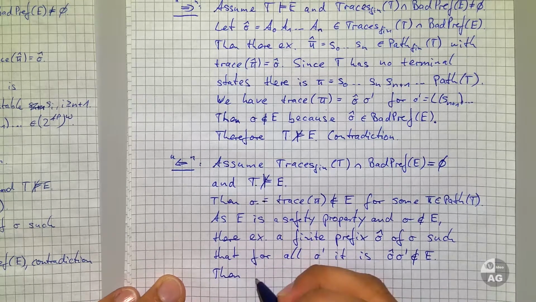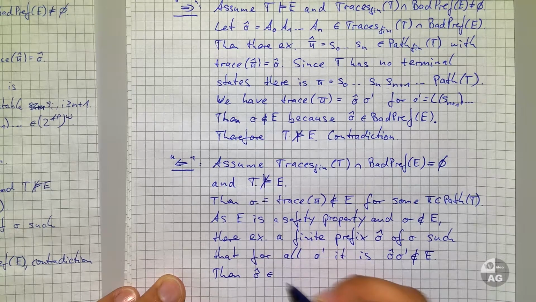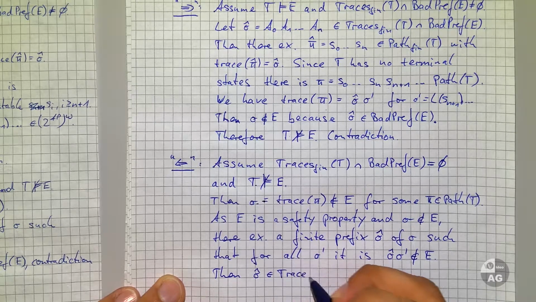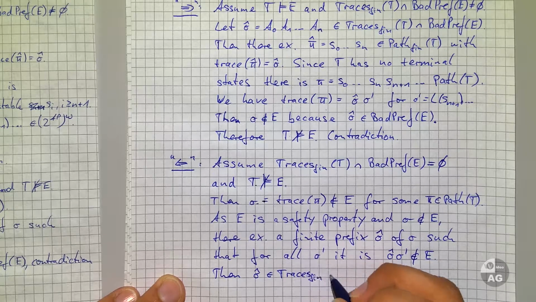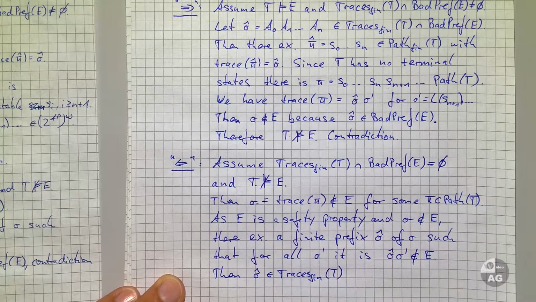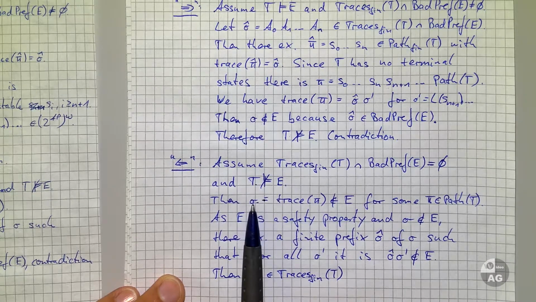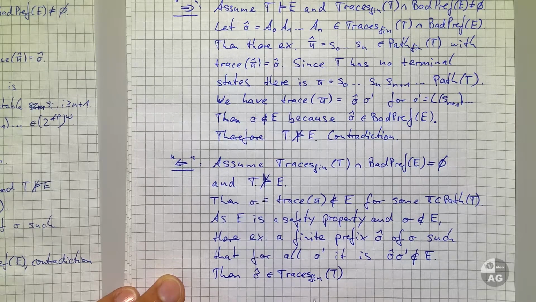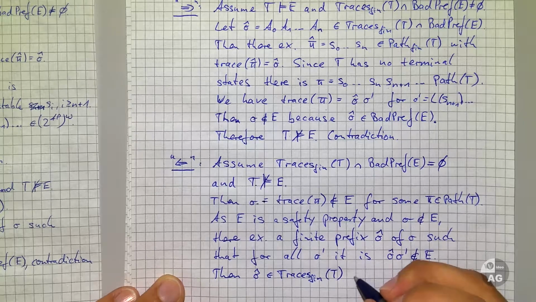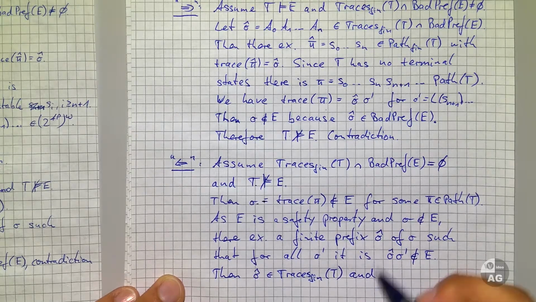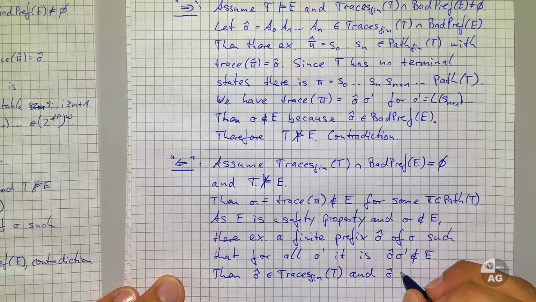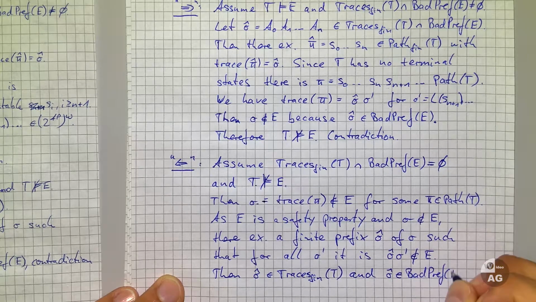But then sigma head is in the finite traces of the transition system, because we have some path that gives rise to sigma, well then a prefix of this path is also giving rise to this prefix of the word sigma. And we stated that earlier, that sigma head is a bad prefix of the property.